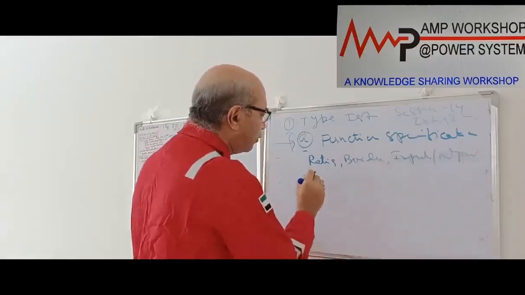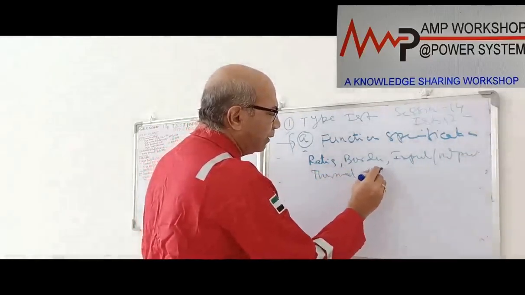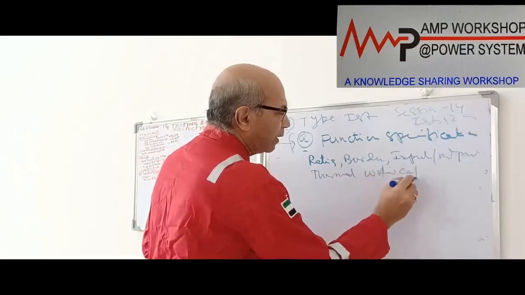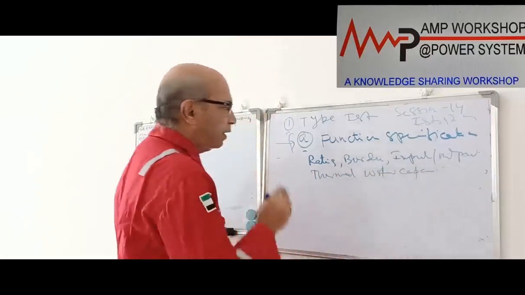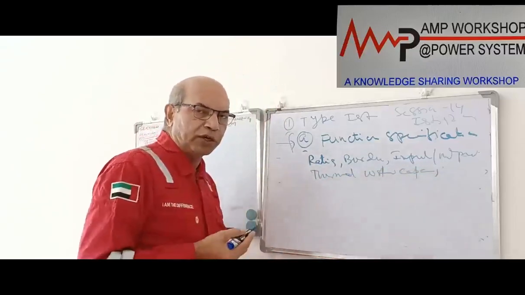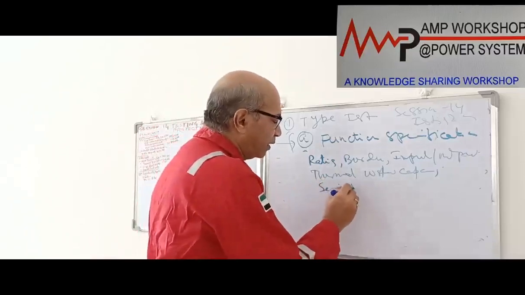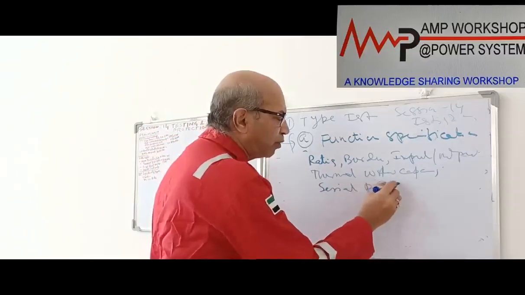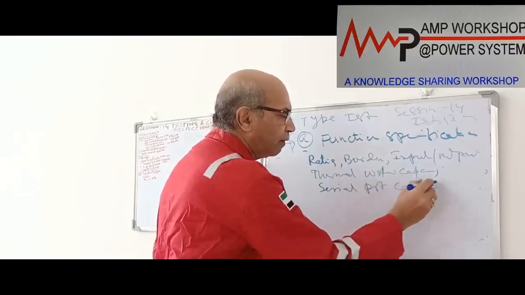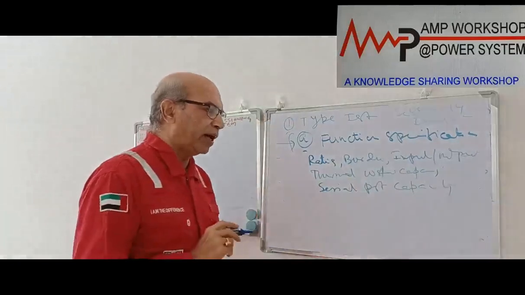Okay. Thermal withstand capacity of this device, we also check under the functional check. Then we check if this device has serial port communication. The serial port capacity, or communication port capacity, we also check under this functional check. So these are the various things we carry out.